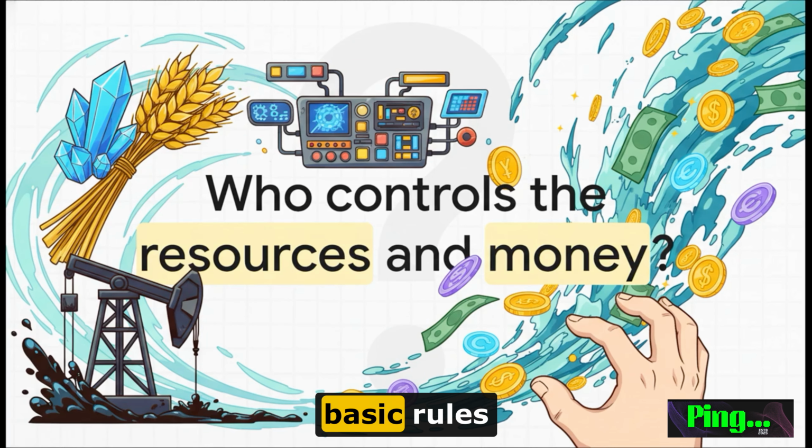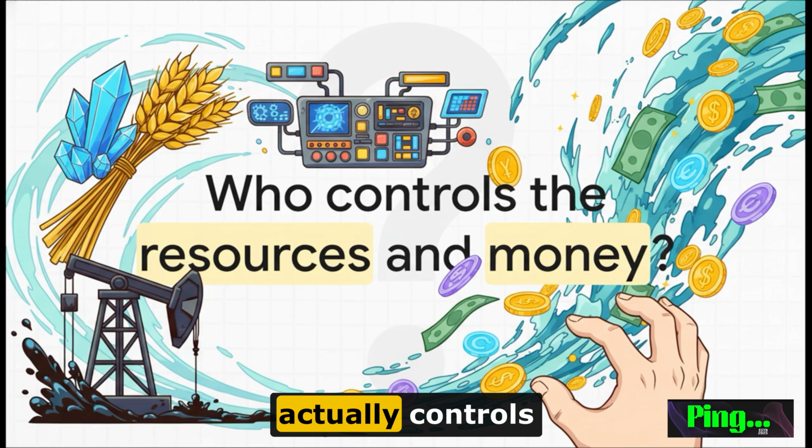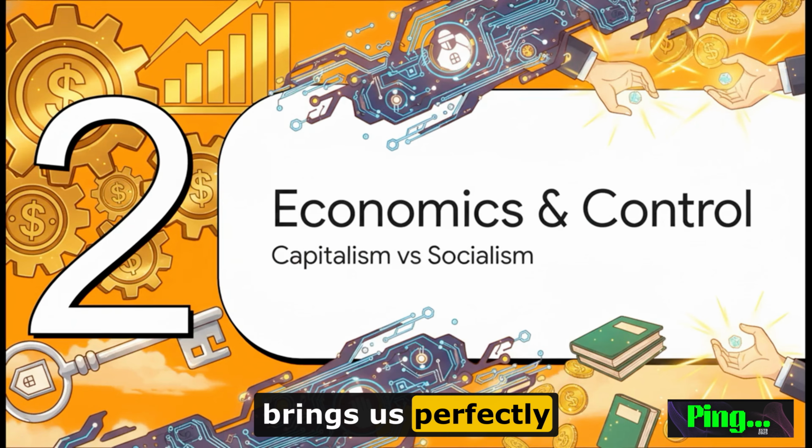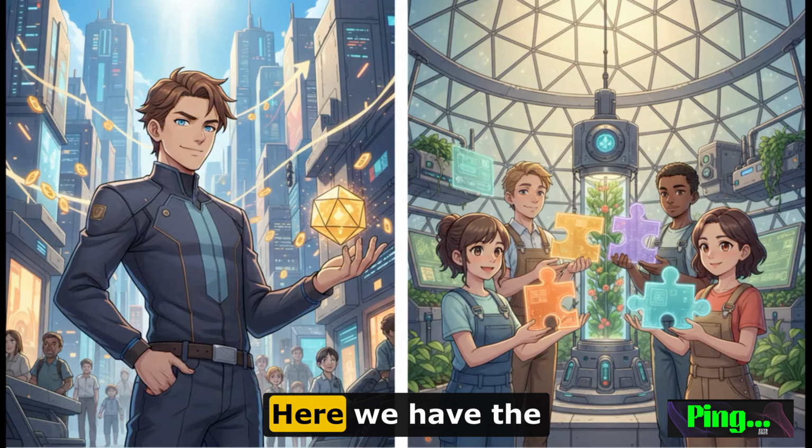So that covers the basic rules of the game. But it leaves us staring down a massive, lingering question. Who actually controls the resources, the production, and the money? Which brings us perfectly to Section 2, Economics, Ownership, and Control. Think capitalism, socialism, and everything beyond. Here we have the opposing economic engines of our world.